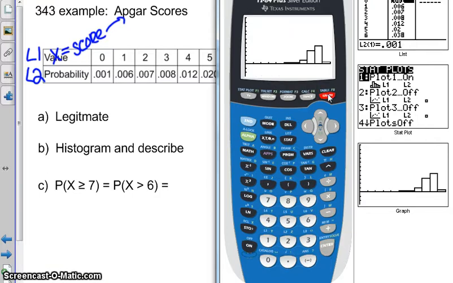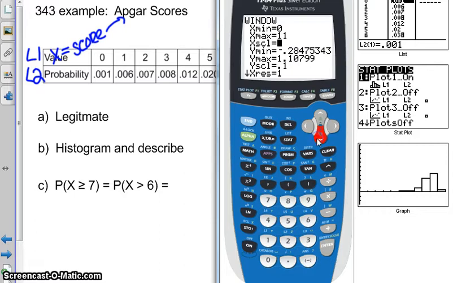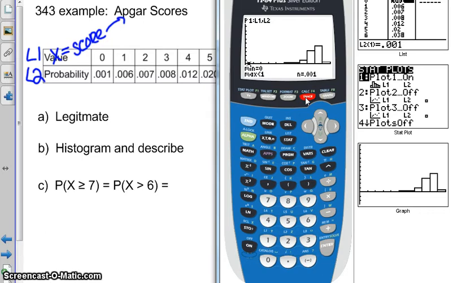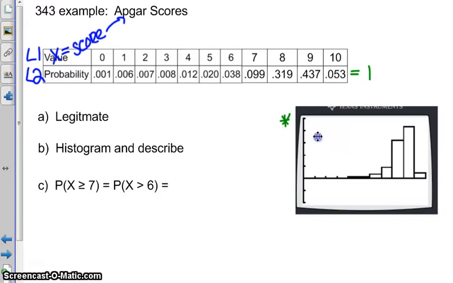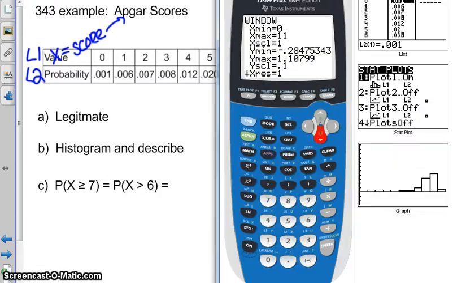But now I have a lot of space from the top of the biggest bar to the top. So the other thing I can do is change my y values. I'm going to leave my y min in the negatives, because that way when I do my trace, I can see where I'm at and it gives me that data without overlapping my distribution. But I am going to change my y max. The largest probability I have is 0.437, so I just need to go bigger than that. Maybe 0.5.